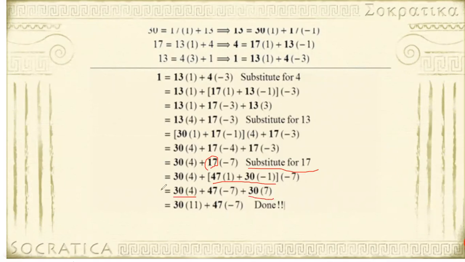So after putting this value, again 30 into 4 and 30 into 7, so both the terms are common. So what we can do, we can add both the terms. So 30, 4 plus 7, that is 11. So 30 into 11 plus 47 into minus 7. So we have substituted all four equation values. So everything is done here.